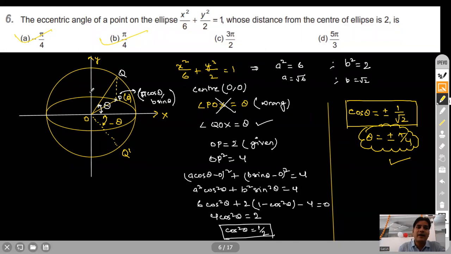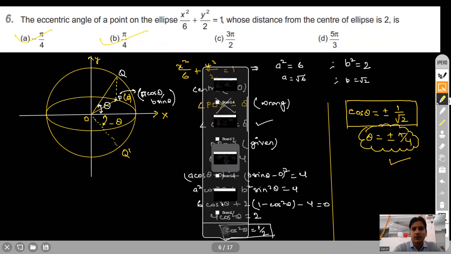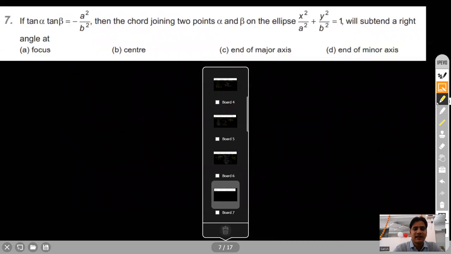Now, when this point Q is joined with the center of the ellipse or the center of the auxiliary circle, since both the auxiliary circle and this ellipse are concentric, the angle between OQ and the positive direction of the x-axis, or the angle between OQ and OX, will give us the eccentric angle, right? So this was for this question. Now let's take the next one.